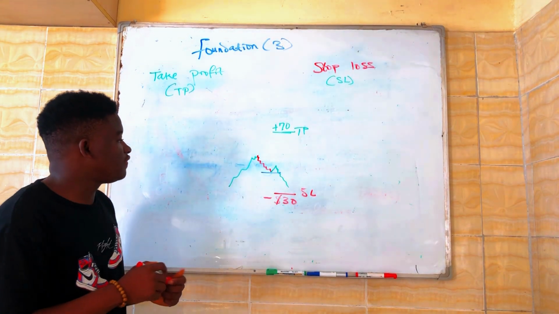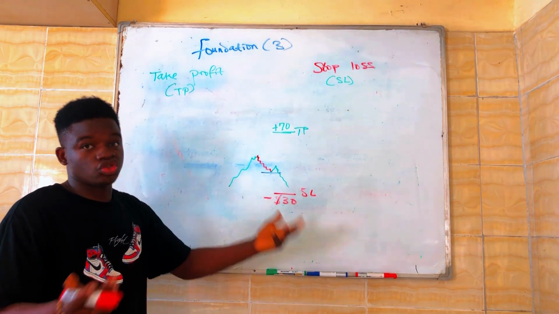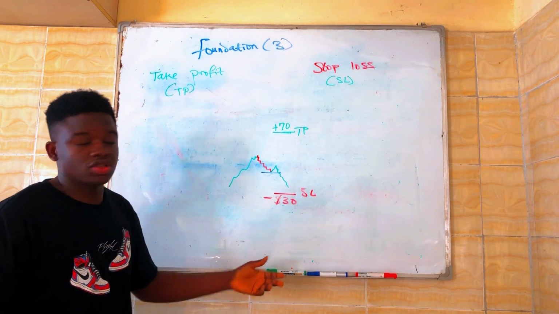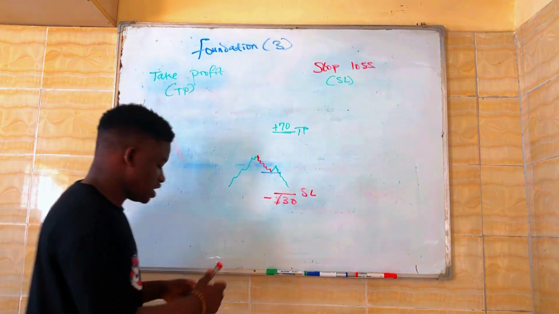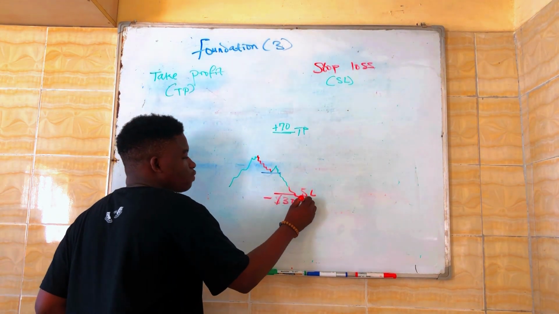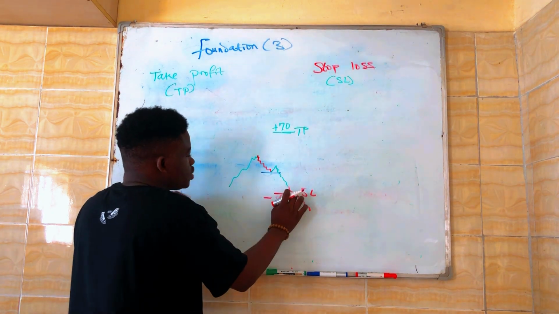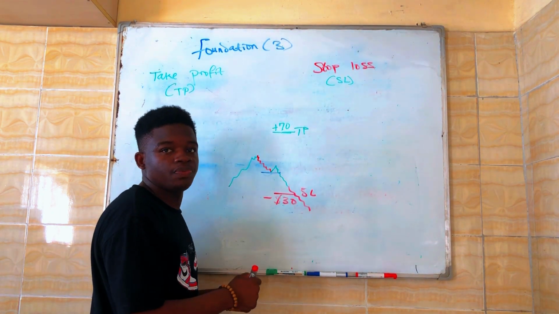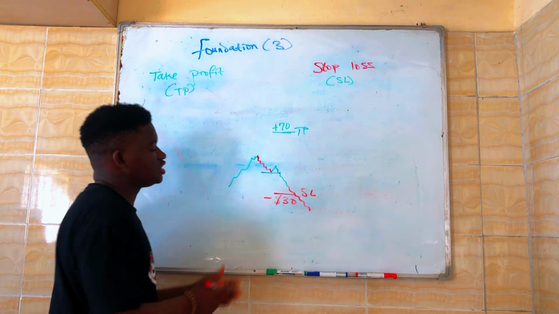I'm okay with the fact that my analysis is wrong, and therefore I have to pay the price. So please just take me out with minus $30. I don't want you to keep eating into my capital. So at this particular point, please exit me from the trade. This is basically what stop loss is.